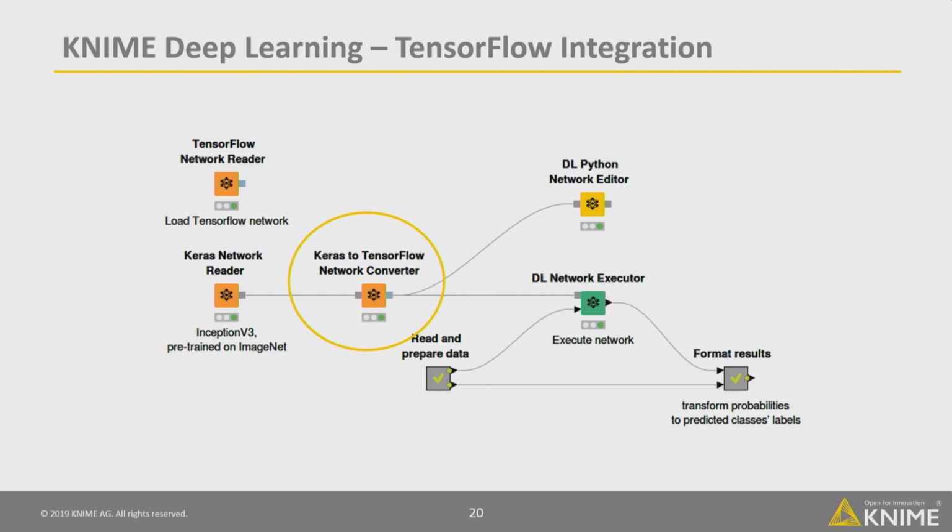Another node that was added is a converter node that allows you to take a Keras network and convert it into TensorFlow. The reason why you would want to do it is that the execution of that network tends to be much faster, because with TensorFlow there's a native integration and the execution is faster. There are more nodes that allow you to manipulate networks, etc., but I'm not going to go into details here.